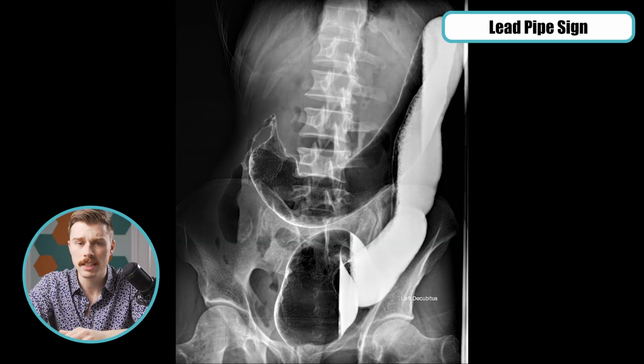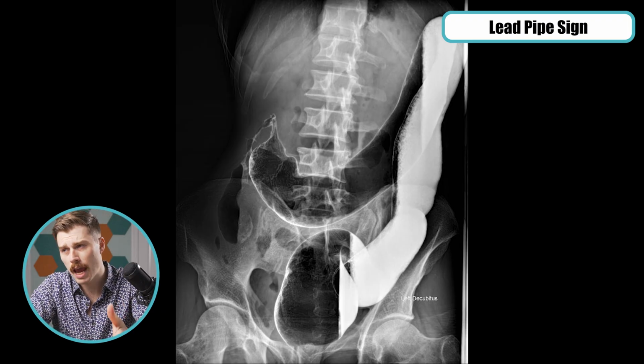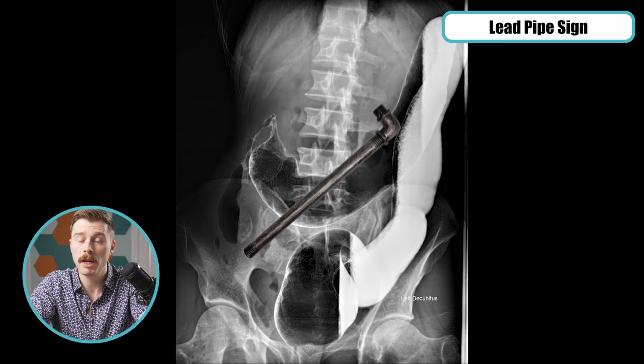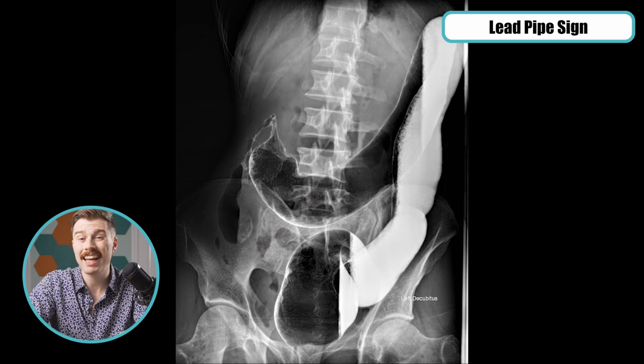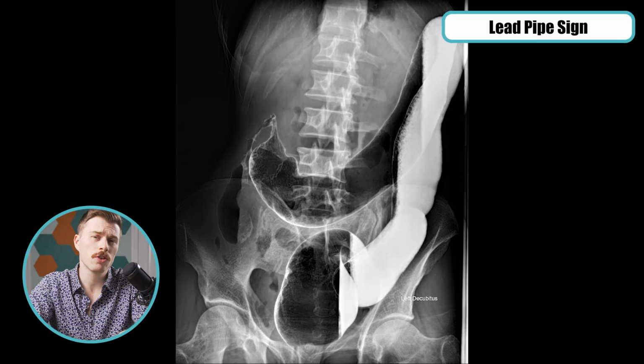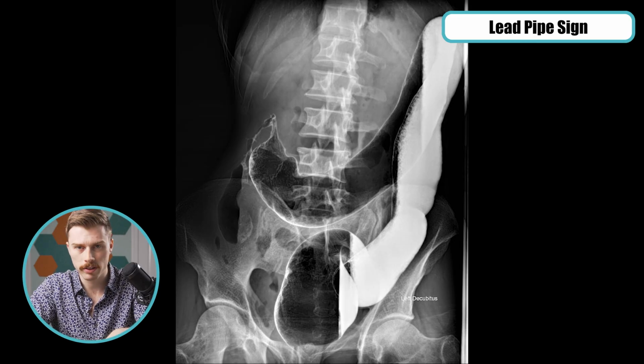Speaking of ulcerative colitis, over time, that chronic inflammation causes the colon to lose its haustra and become smooth and featureless, like a lead pipe. It usually indicates chronic and severe disease that's associated with increased risk of colorectal cancer.